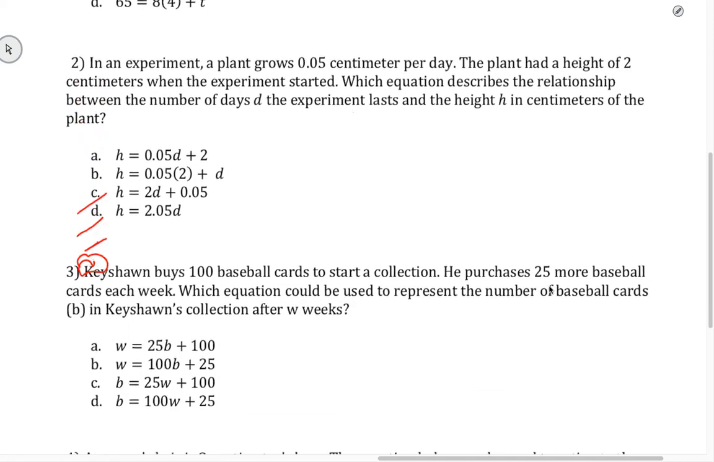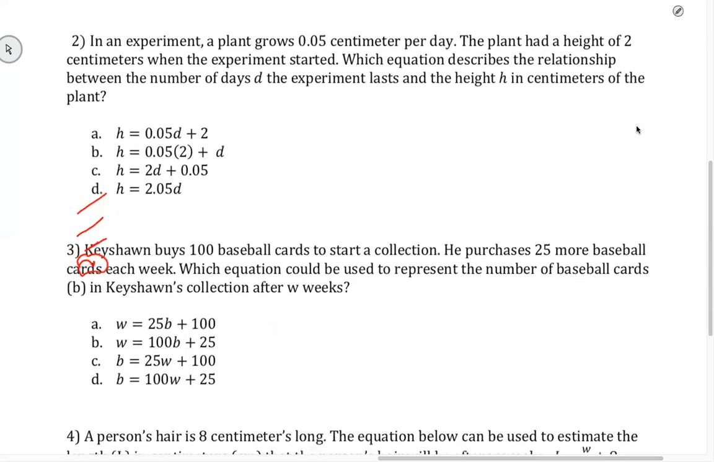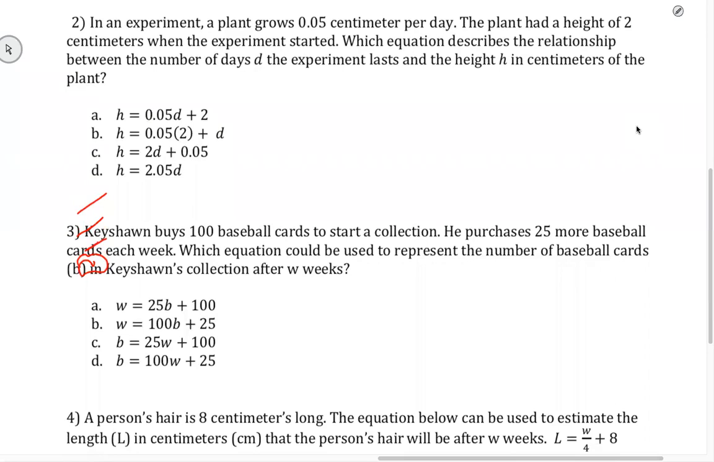All right, number 2. Number 2 says, in an experiment, a plant grows 0.05 centimeters per day. The plant had a height of 2 centimeters when the experiment began. Which equation describes the relationship between the number of days, D, the experiment lasts, and the height in centimeters? Well, let's think about this.